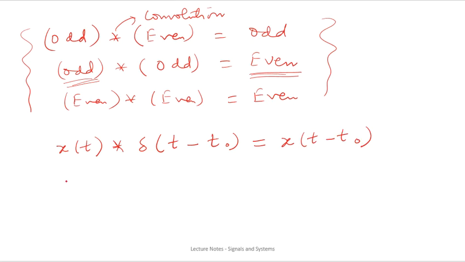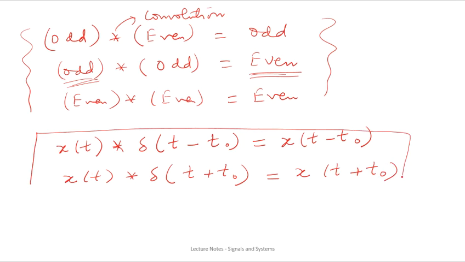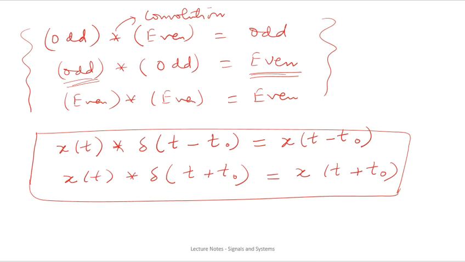And similarly, if x(t) is convolved with delta(t + t0), then the answer will be x(t + t0). These are the standard results which you may memorize, although the derivation is also present in the book. So if you are interested, you can also see the derivation for it.